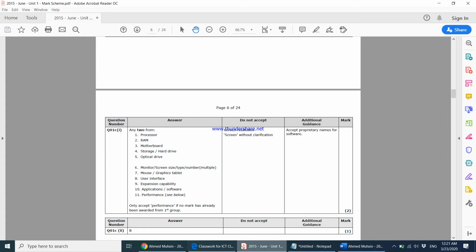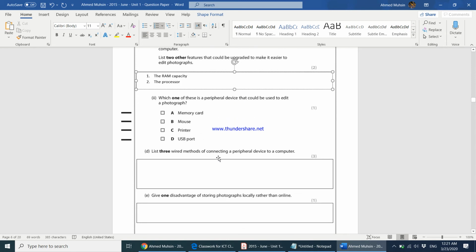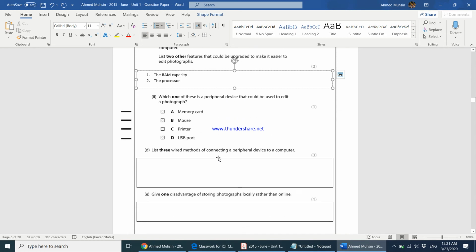Then the question paper, moving on to the next one, it says which one of these is a peripheral device that could be used to edit a photograph. So your answer cannot be memory card, your answer cannot be mouse, cannot be, yes, it can be mouse. Okay, the mouse is a peripheral device that can be used to edit a photograph. Okay, so when you say peripheral devices, what we mean is input, output, or storage devices. Okay, so to edit a photograph, you will definitely be requiring a mouse. Okay, the answer cannot be printer, and the answer also cannot be USB port.